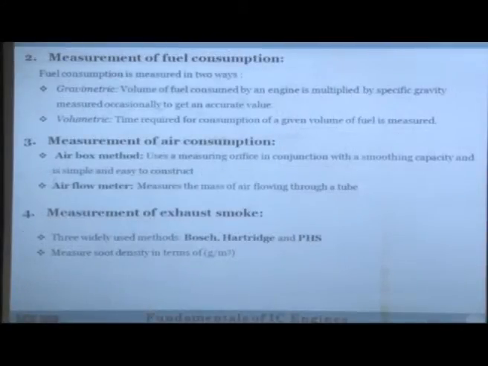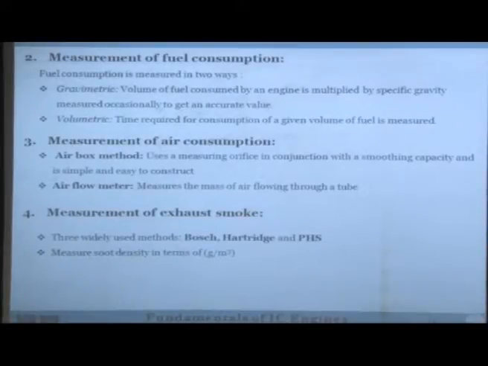Then how do you measure the fuel consumption? The second measurement is fuel consumption. Fuel consumption is measured in two different ways. One is the gravimetric method, the other one is the volumetric method. What is the gravimetric method? Gravimetric method means you are measuring the mass of the fuel consumed, and volumetric method means you are measuring the volume.